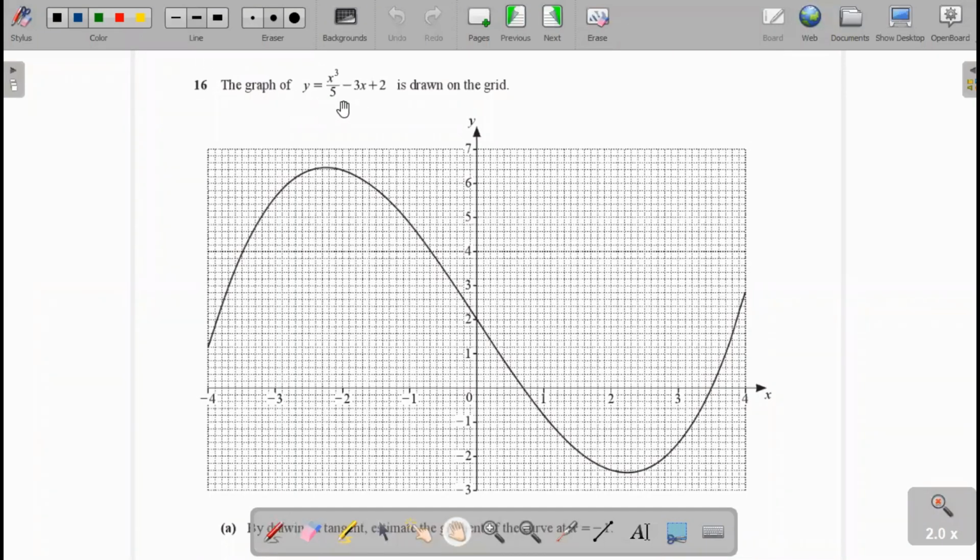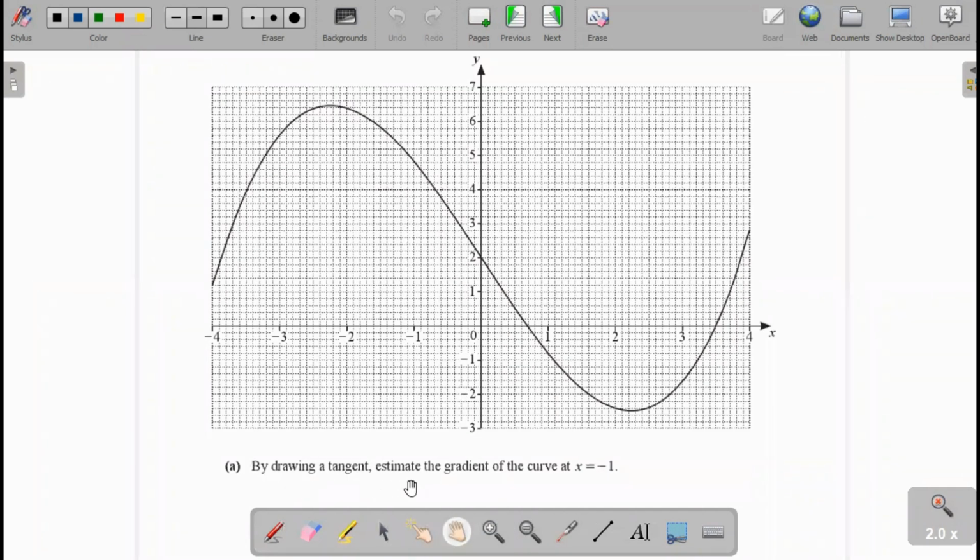Question 16, the graph of y equal to x cube minus 3x plus 2 is drawn on the grid. This is the graph of this function. By drawing a tangent line, estimate the gradient of the curve at x equal to minus 1. We will draw a tangent line at x equal to minus 1. Here this is the point. At this point, we will draw a tangent line by scale. And this is the tangent line.